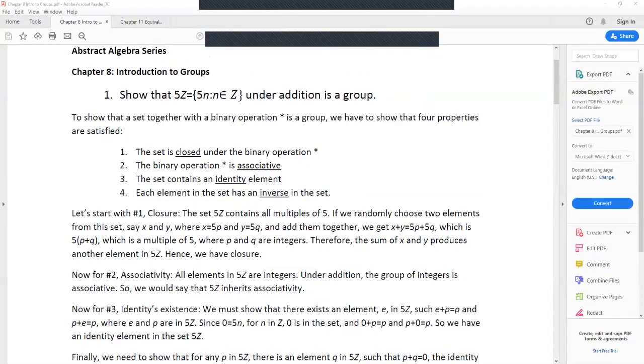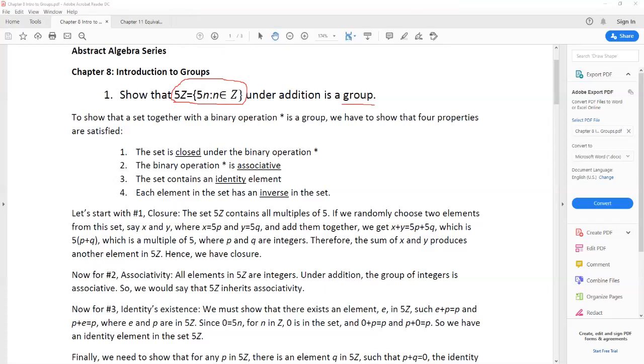So all that we're really given is that we have a set. And we have to check 4 properties to determine whether that set is a group. To show that a set together with a binary operation star is a group, we have to show that 4 properties are satisfied. Number 1, we have to show that the set is closed under the binary operation. And in this case, the binary operation is addition. We have to show that the binary operation is associative. We need to show that the set contains an identity element. And then finally, we have to show that each element in the set has an inverse that is also in the set.